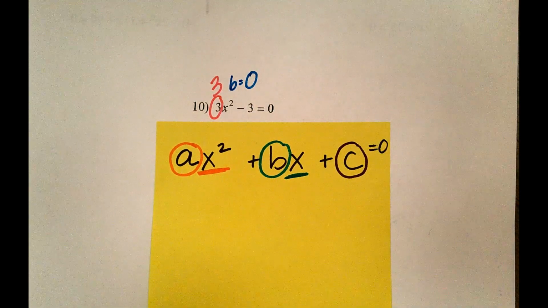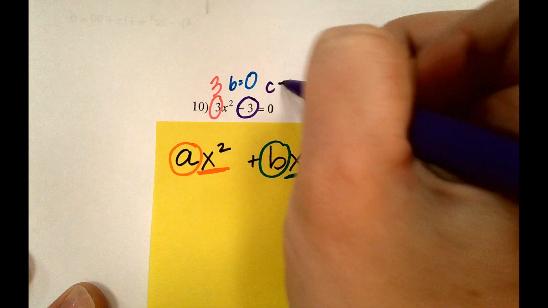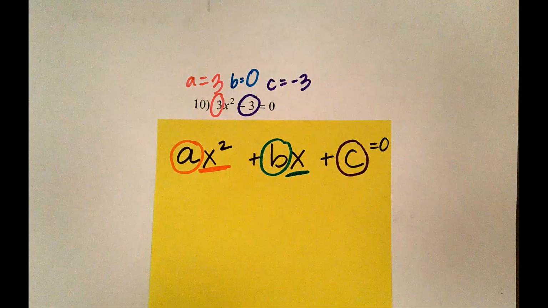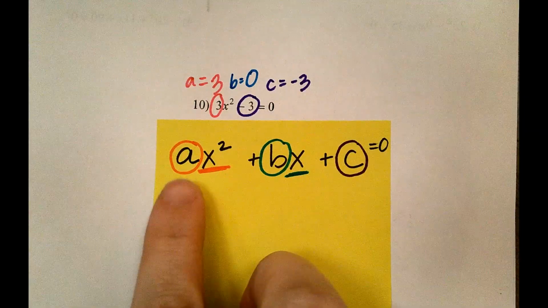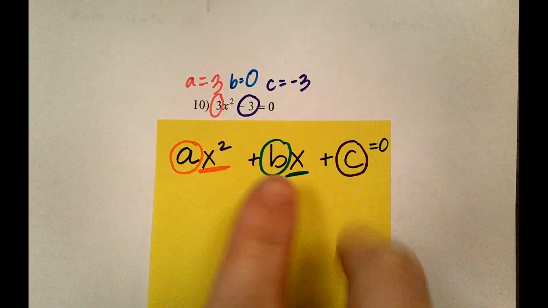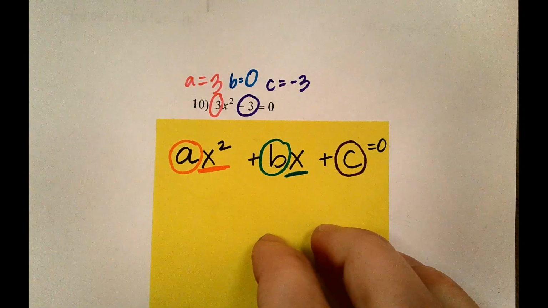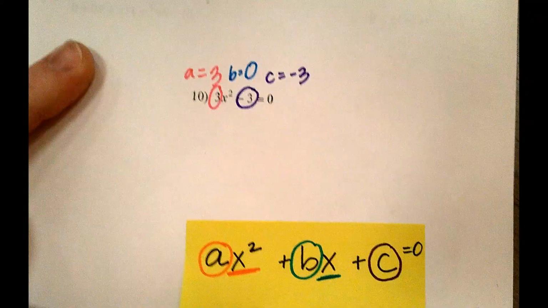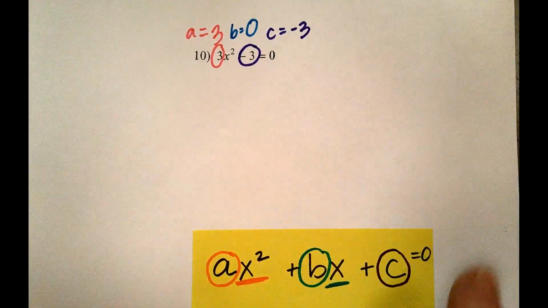And now what's our C? -3. Good. Okay, I'll label it with A. So A is +3, B is 0, C is -3. If you don't have this written down, this is a great note to take, remembering what goes with A, B, and C. And then I'm going to scoop this down just a little bit so you can still see it, and then we're going to start working on solving this.